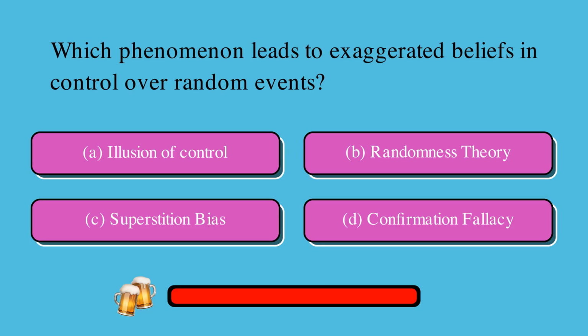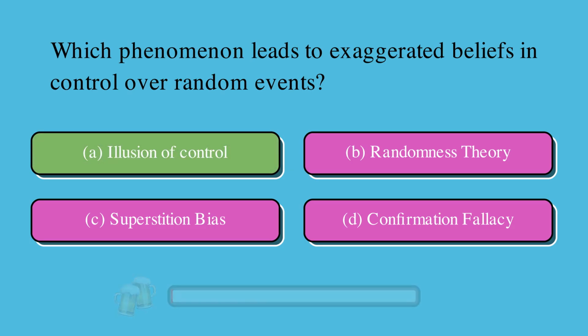Which phenomenon leads to exaggerated beliefs and control over random events? Is it A, illusion of control, B, randomness theory, C, superstition bias, or D, confirmation fallacy? The correct answer is A, illusion of control.